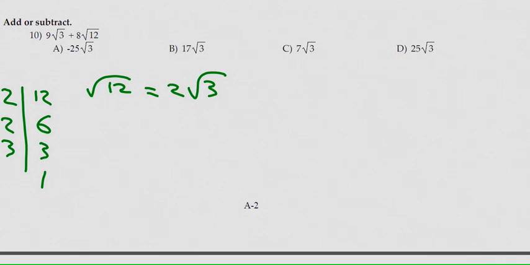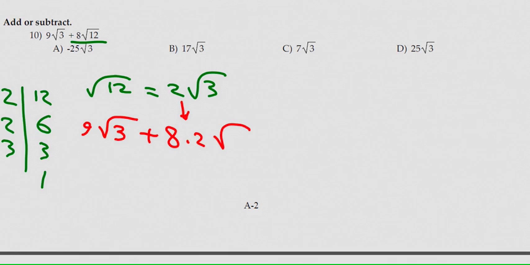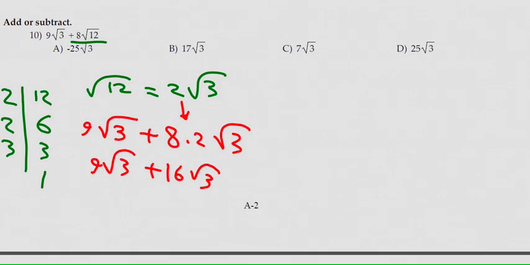Okay, so I'm going to replace this here now. I'll maybe do that in a different color. I have 9 times the square root of 3, plus 8 multiplied by this 2, and then the square root of 3, or radical 3. Now this becomes 16 radical 3, right? So I still have radical 3, now becoming the same. Now I can add them. 9 plus 16 is 25 radical 3. So that is the answer.